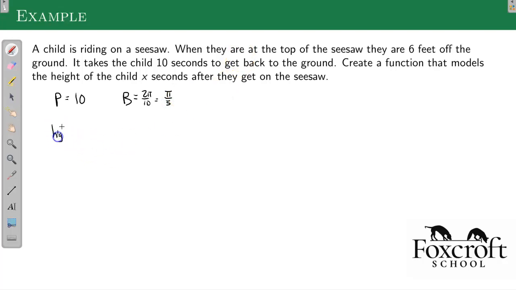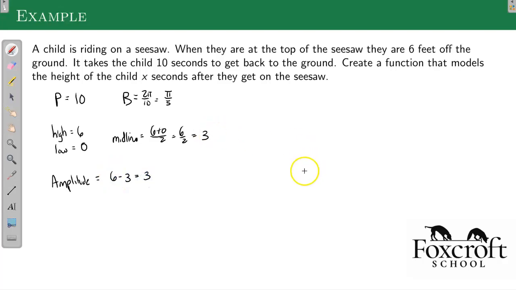The high value for this scenario is when they're at the top of the seesaw. They're 6 feet off the ground. And the low value is when they're on the ground, 0. Which means my midline is 6 plus 0 over 2. 6 over 2 is 3. And my amplitude is the high value minus the midline, which is also 3.